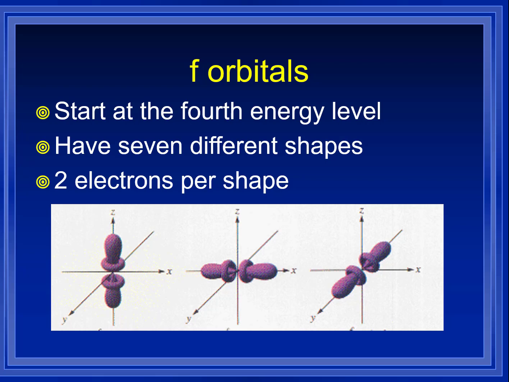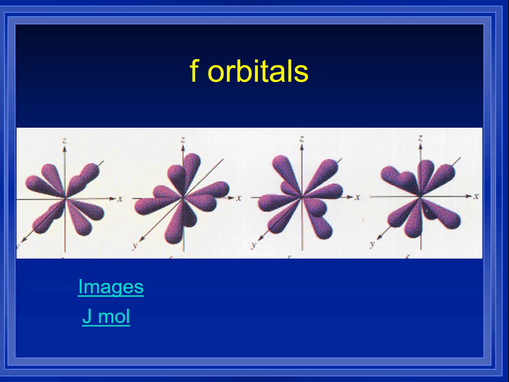Okay, so there are 3 of the shapes that look like p orbitals with a donut on each end. Okay, and here's the other 4. They look like jacks.